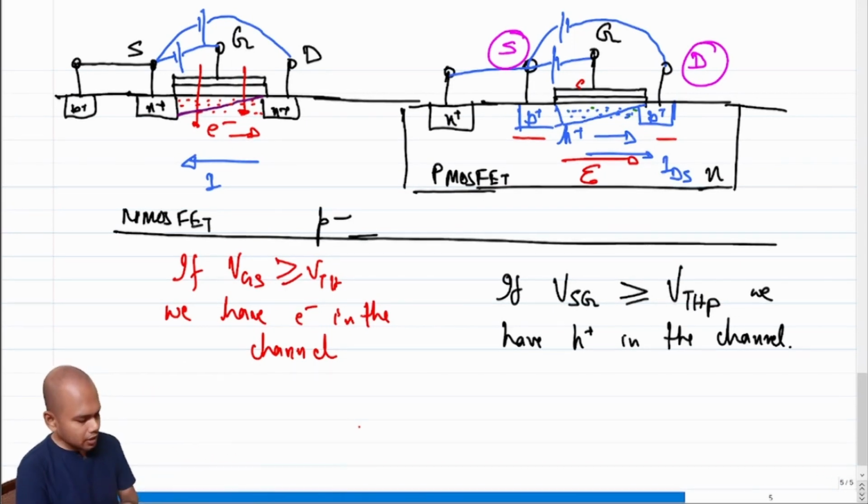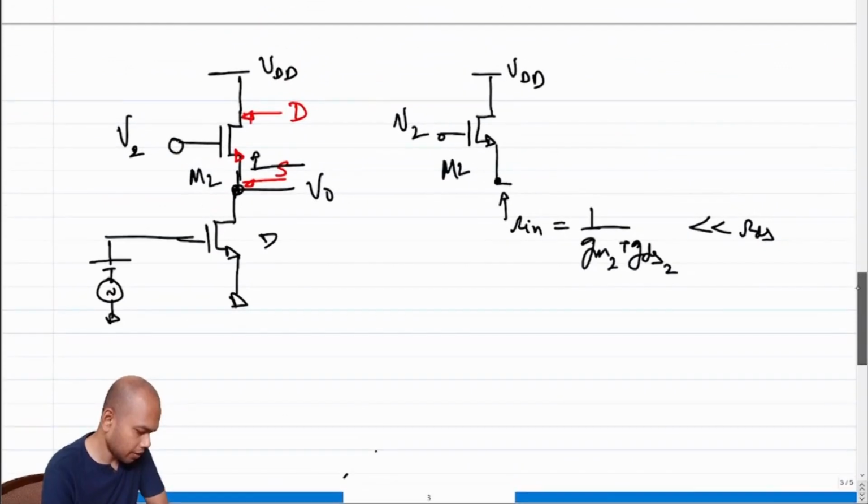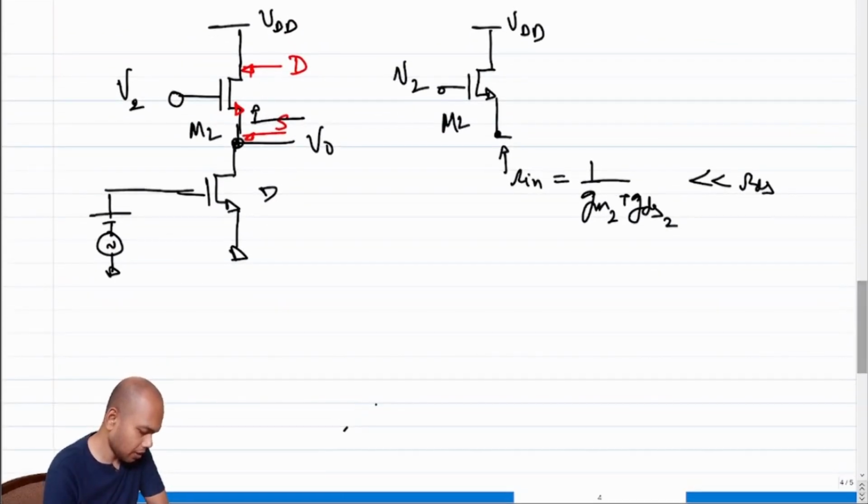So we have been introducing the p-MOSFET as a separate complementary device, but the question we should ask ourselves is, how does it help? How does it help in our situation? So let's go back to the requirement. Then let's see whether a p-MOSFET can help us or not.